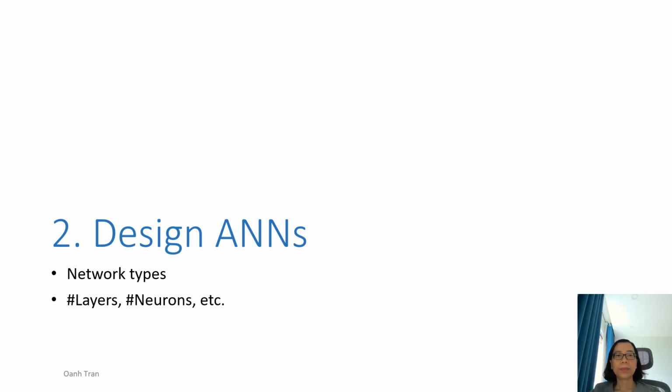Okay, now let's move on to how to design an artificial neural network. In this section, I will introduce some network types and then I will guide you through some general principles on how to choose the number of layers, the number of neurons in each layer, how to choose the activation function, and other related problems.